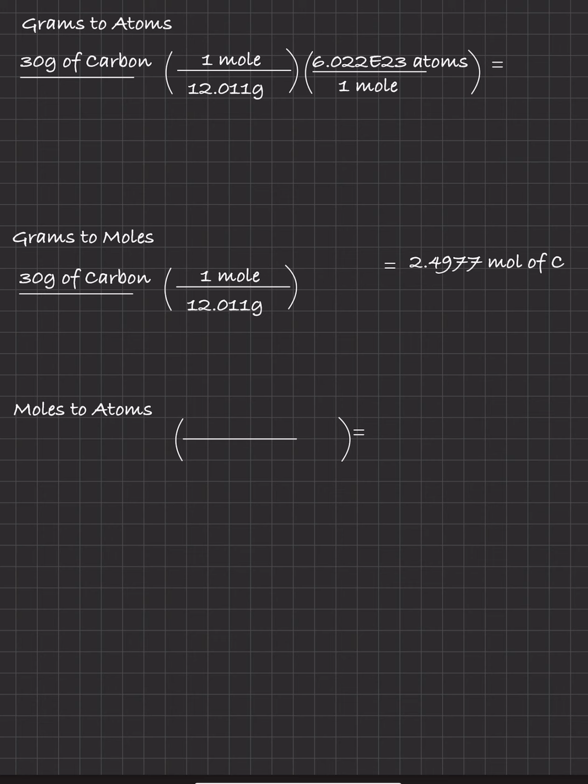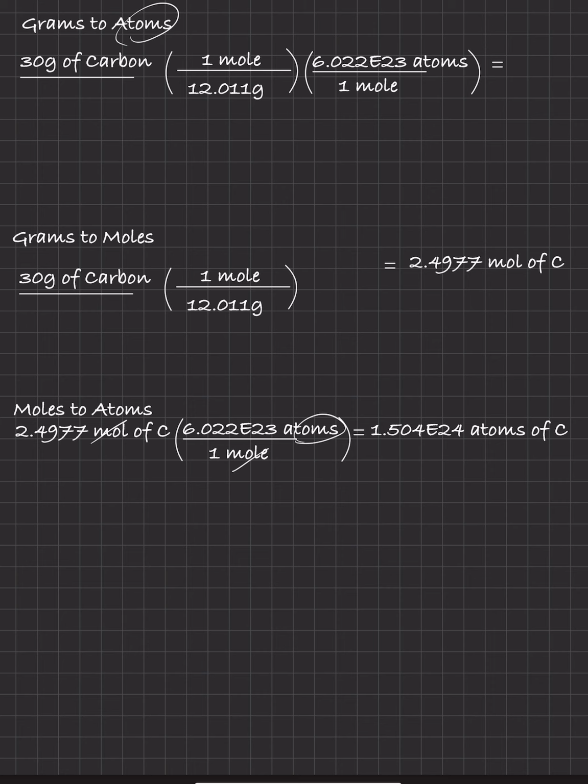Now with those moles, I'm going to say, well, in 1 mole, I have 6.022 times 10 to the 23. I'm going to multiply those two, and I'm going to get my atoms. My moles here cancel with my moles here, and I'm left with atoms, which is what I wanted and what I was looking for in the problem. So in the calculator, what am I going to do? 30 divided by 12.011, I get my answer, which is 2.4977, and then I multiply by 6.022 times 10 to the 23. You can also do 6.022 E 23 in your calculator.